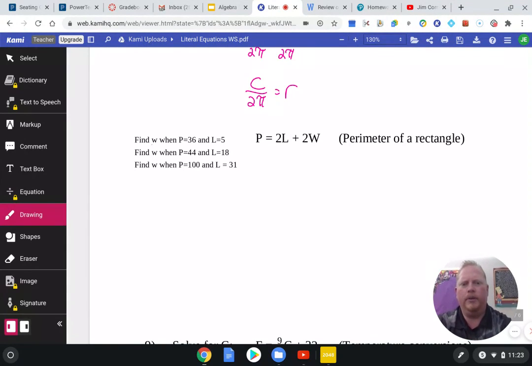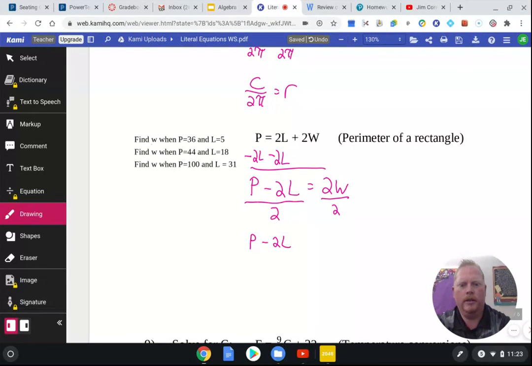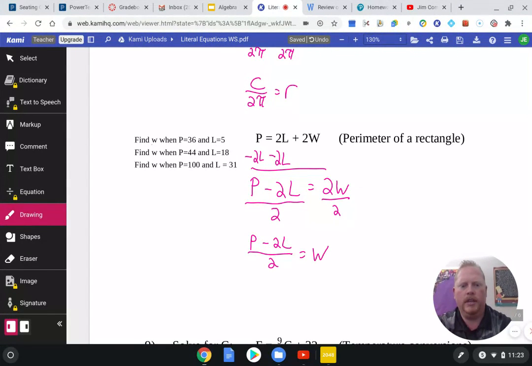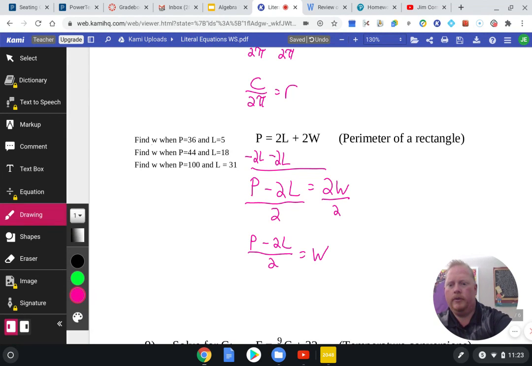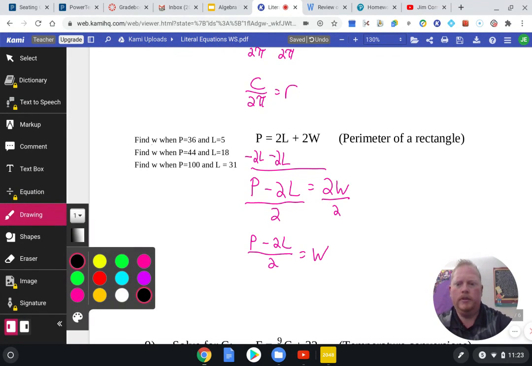So if I'm trying to find W, let's get W all by itself. Let's subtract 2L from both sides. And then to get W all by itself, let's divide by 2. So now I have P minus 2L over 2 equals W. Now the whole purpose of doing this to make this problem easier is that now that I have W all by itself, I can plug in those numbers and figure out what W is.